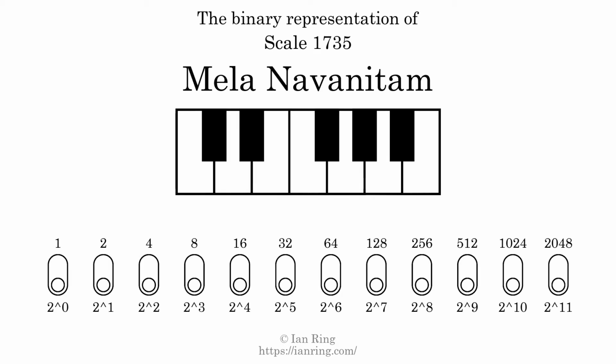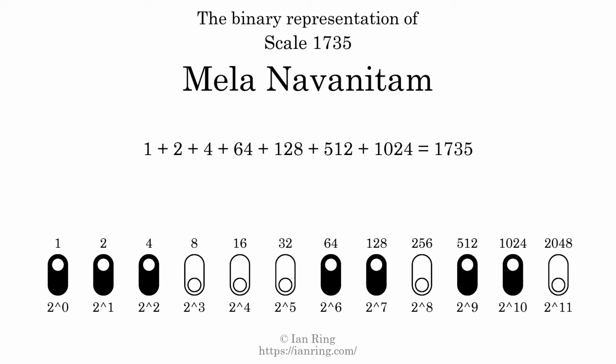The binary representation of this scale is determined by mapping tones of the scale to binary digits. Each binary digit represents a power of 2. To get the scale number, we add the powers of 2 together. The powers of 2 that are present in the scale, all added together, equals 1735.